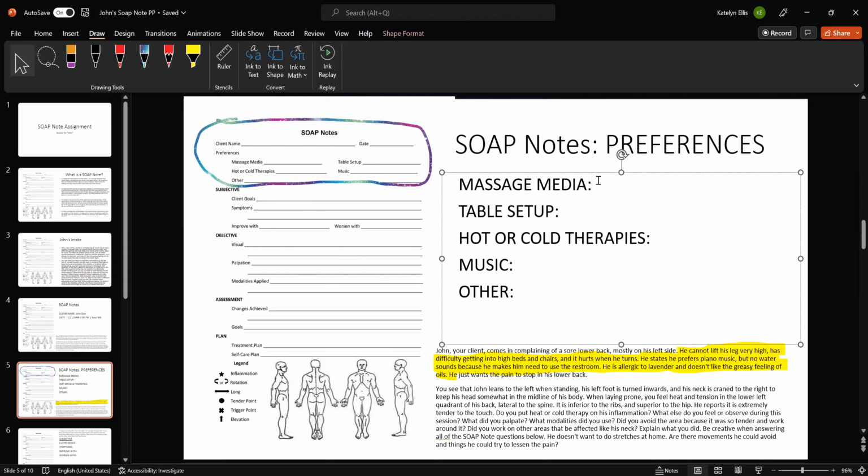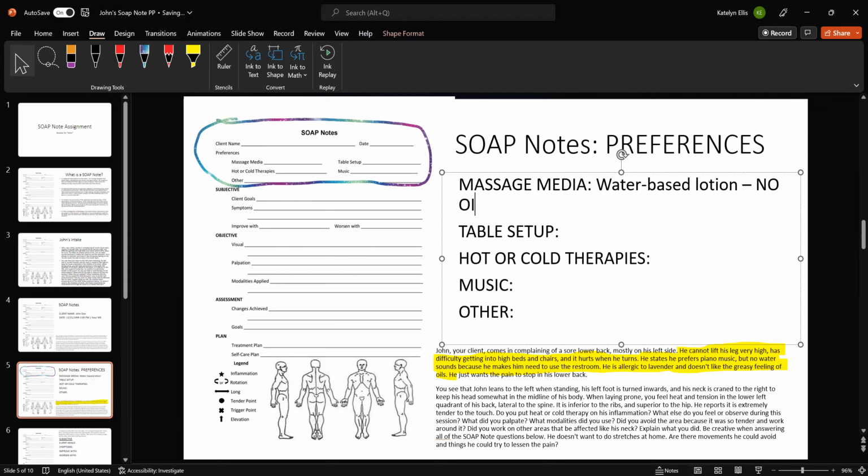So massage media, I'm going to put that we use the medium of water-based lotion, no oils. And I'm going to put used ice block in cup for ice therapy. So I know exactly what I used.